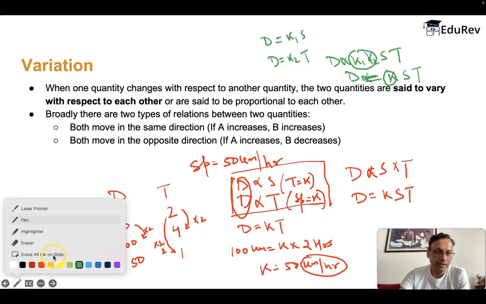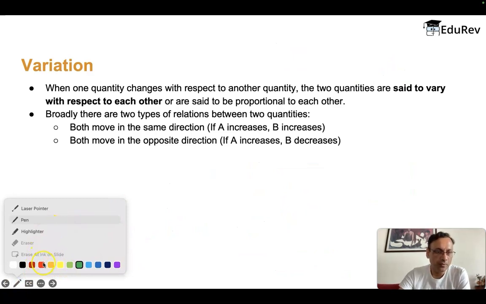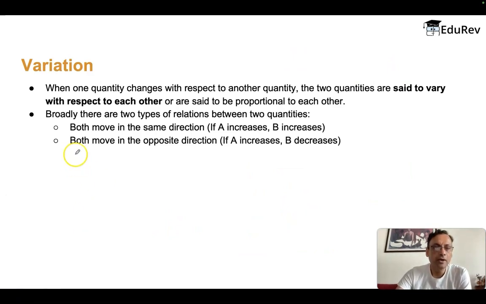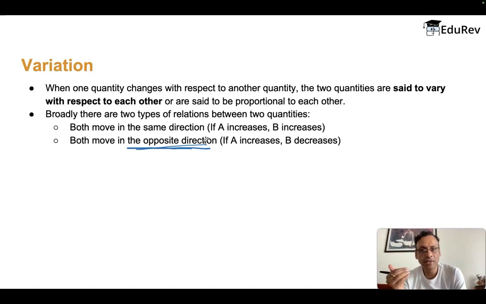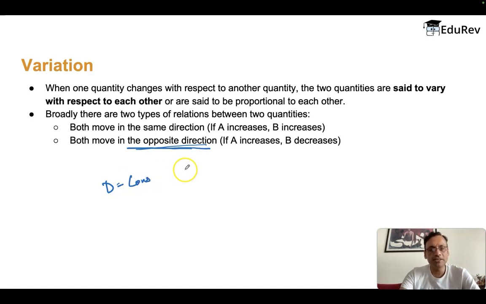Second is this part here, which says when both move in opposite directions, this is another variation. Both move in opposite directions. That means when one increases, the other one decreases, and when one decreases, the other one increases. In the same example, when does that happen? If I take distance as constant, let's say I have to cover a distance of 100 kilometers.